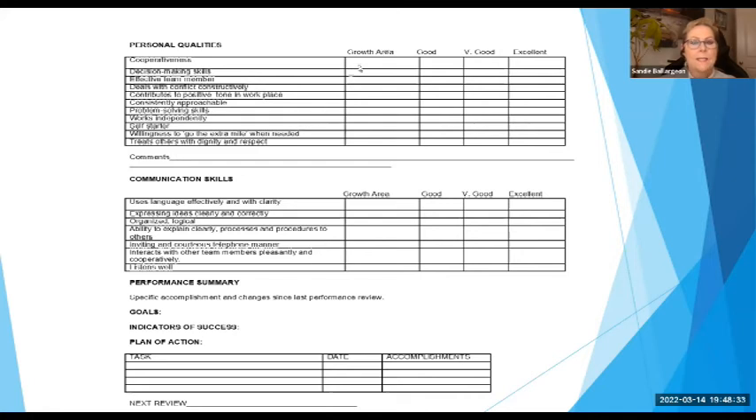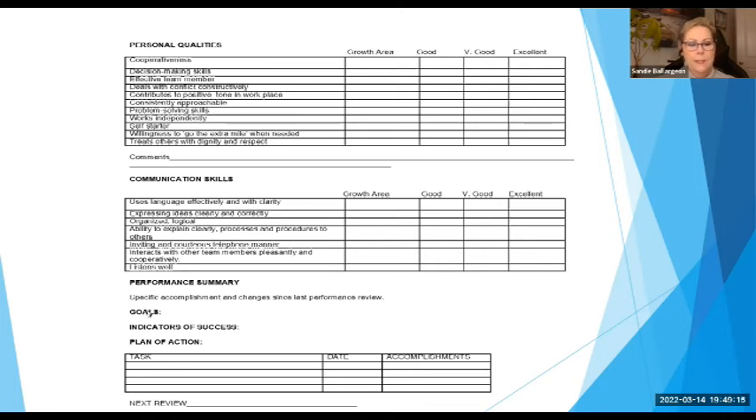Their personal qualities, once again, identified in growth area, good, very good, or excellent. Are they cooperative? Do they have good decision-making skills, deal with conflict constructively, contribute to a positive tone in the workplace, and so on and so forth. Their communication skills are a little more subjective, but they're broken down into growth area, good, and very good. Please be sure that if you have anything in the growth area, you are prepared with comments, because your employee will ask you to explain what you mean. So just be ready for that.